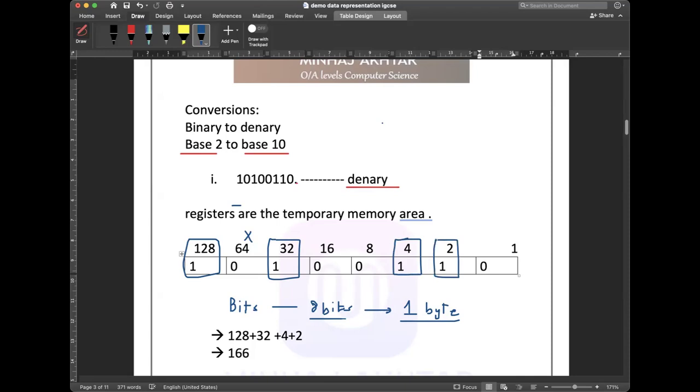Let me tell you a very good thing. In a computer, what is the meaning of 1? 1 means on. 1 means yes. And 0 means off and no. You're going to turn off the thing.